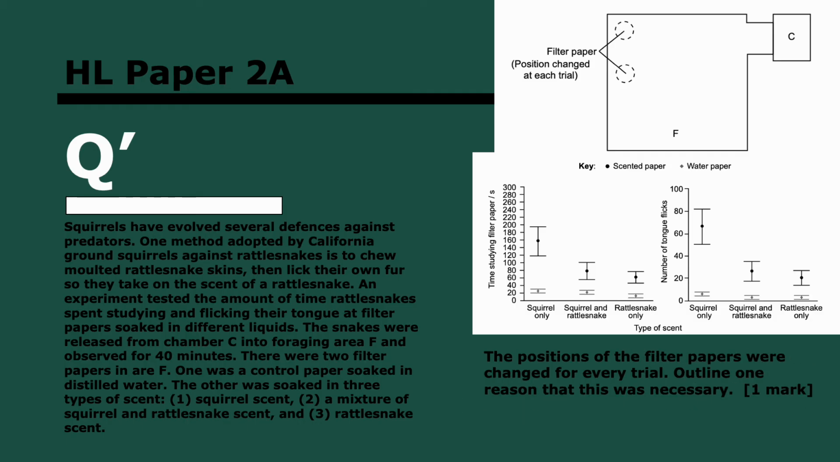Okay. So the next question is the positions of the filter papers were changed for every trial. Outline one reason why this was necessary. In 3, 2, and 1. Okay, so obvious, right? The snakes could just learn where the filter papers are and go there instead of according to scent, which would throw off the entire results of the experiment.